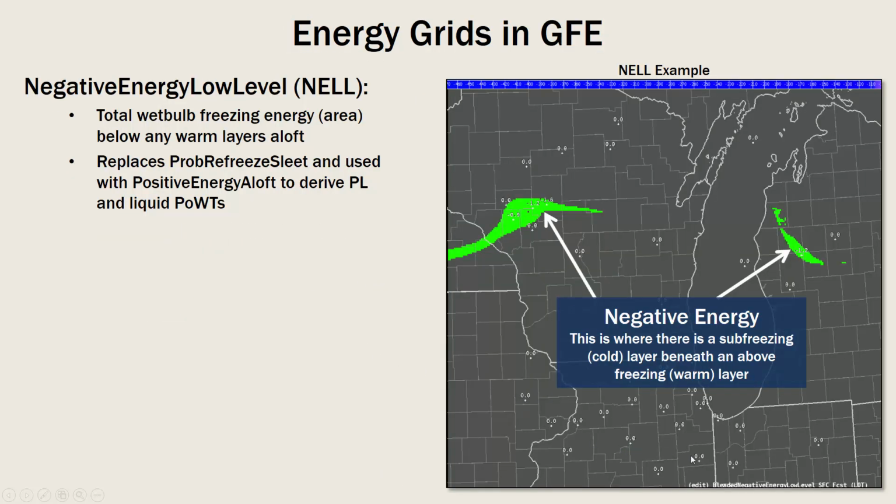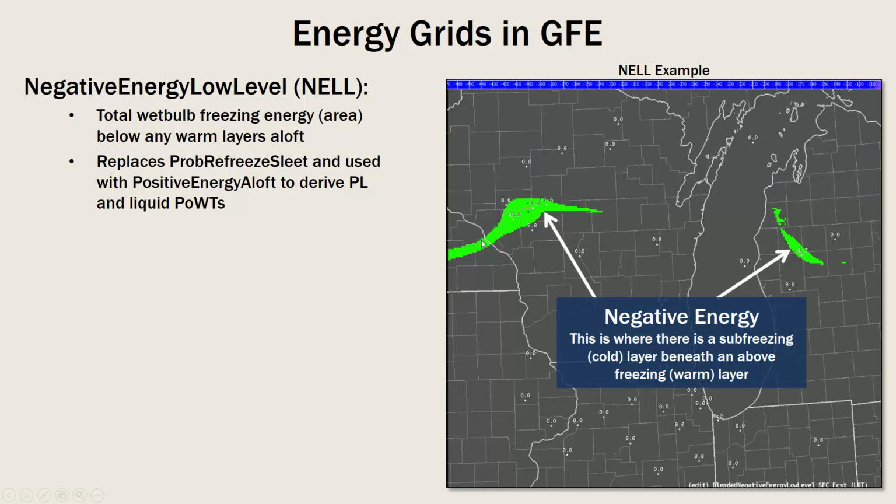Now, the negative energy in the low levels, this is an example of that grid. Notice how much of the area here is labeled 0. You'll only see energy in the form of negative energy in the low levels show up when you have a cold layer beneath a warm layer aloft. Again, if those cases aren't met, this will be set to 0. In this particular case, you can see a couple areas labeled in green where there were some very small areas of negative energy. That meant there was a little bit of cold below some warm aloft in these areas.